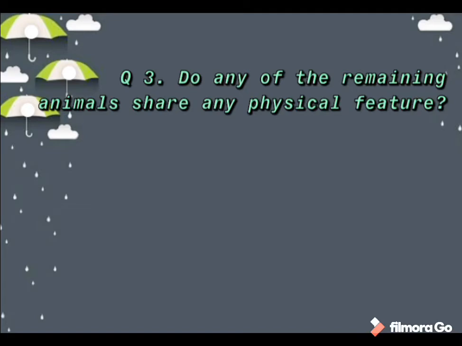Think of it, children. Now, out of the remaining animals, can you find any common physical feature in any of the two animals? Cobra, frog, tortoise must be remaining. Find out any common physical feature present in them. Please find it out. I think they have scales on their skin and they come under the category of reptiles. Please explore and find it out.